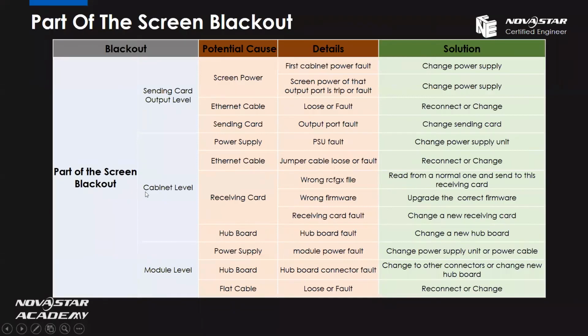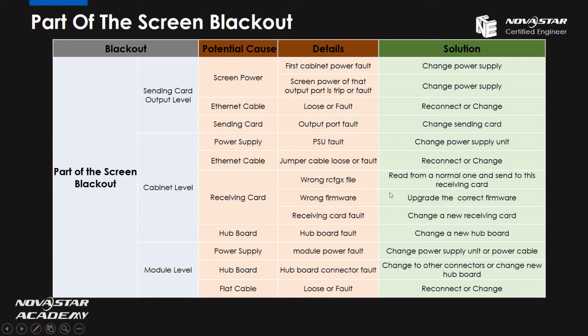Okay, and for the cabinet level, first, it is very important to check the power supply. If there is something wrong, we need to change another one. And the Ethernet cable is the same as before. If there is something wrong, reconnect or change a new one.